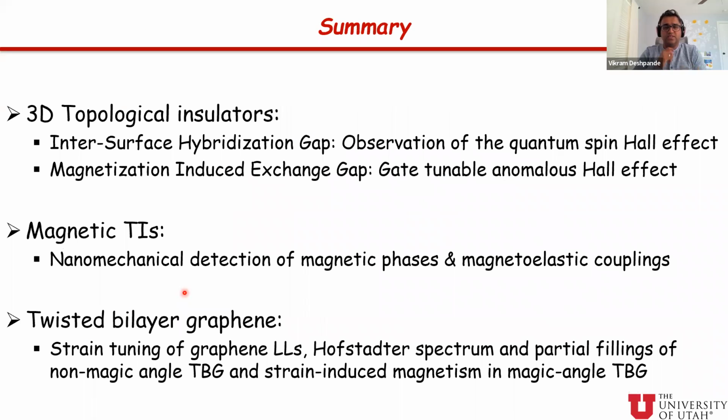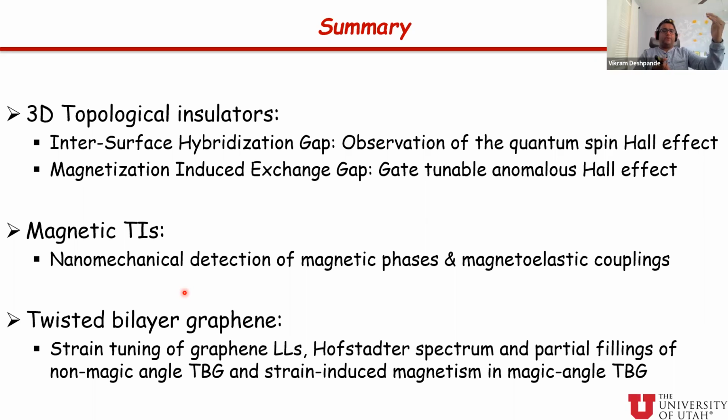Let me just summarize. I started out by talking about our work on 3D topological insulators, and I talked about two different gap opening mechanisms. One being the surface hybridization gap, where Dirac cones of top and bottom surfaces hybridize and lead to a quantum spin Hall effect. There is also the magnetization-induced exchange gap that our collaborators have used to get a gate-tunable anomalous Hall effect.